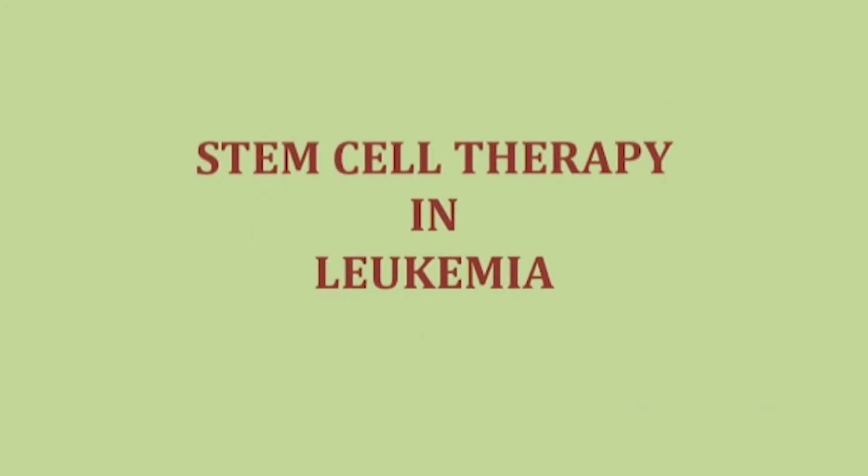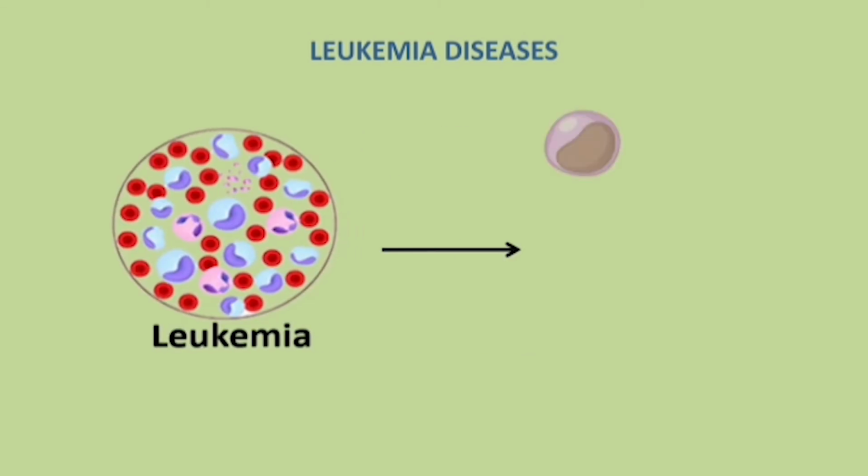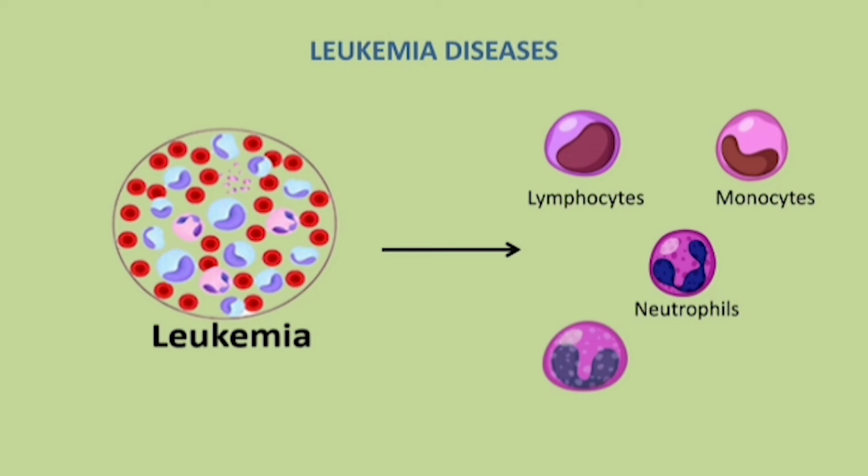Stem cell therapy in leukemia. Leukemia is the cancer in blood caused by the increase in number of white blood cells like lymphocytes, monocytes, neutrophils, eosinophils, and basophils in our body. This abnormal amount of leukocytes in blood will lead to abnormality in immunity.